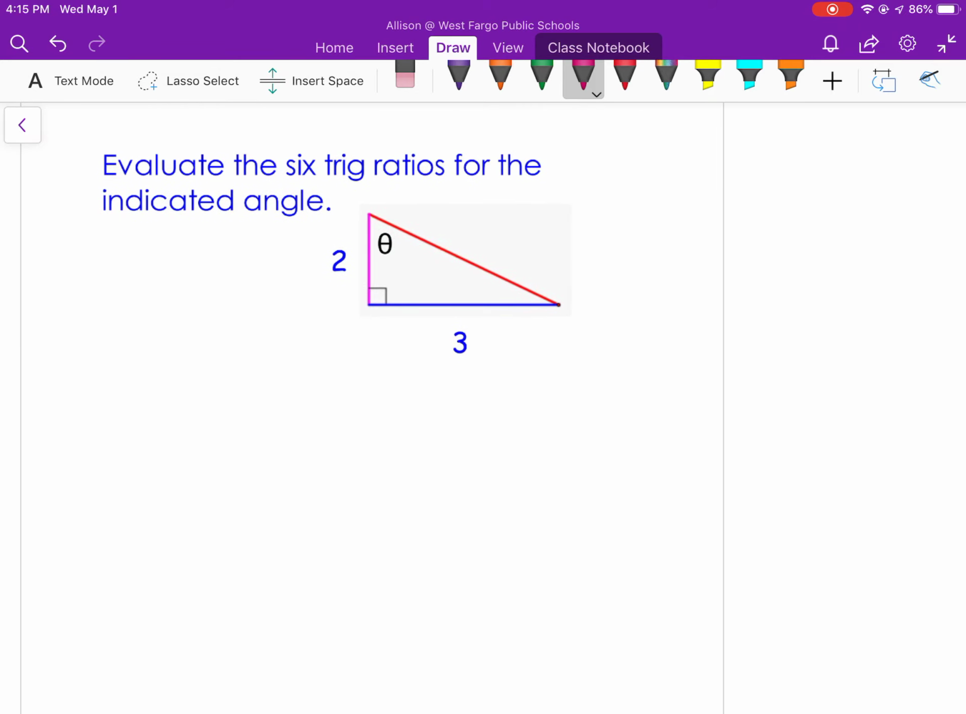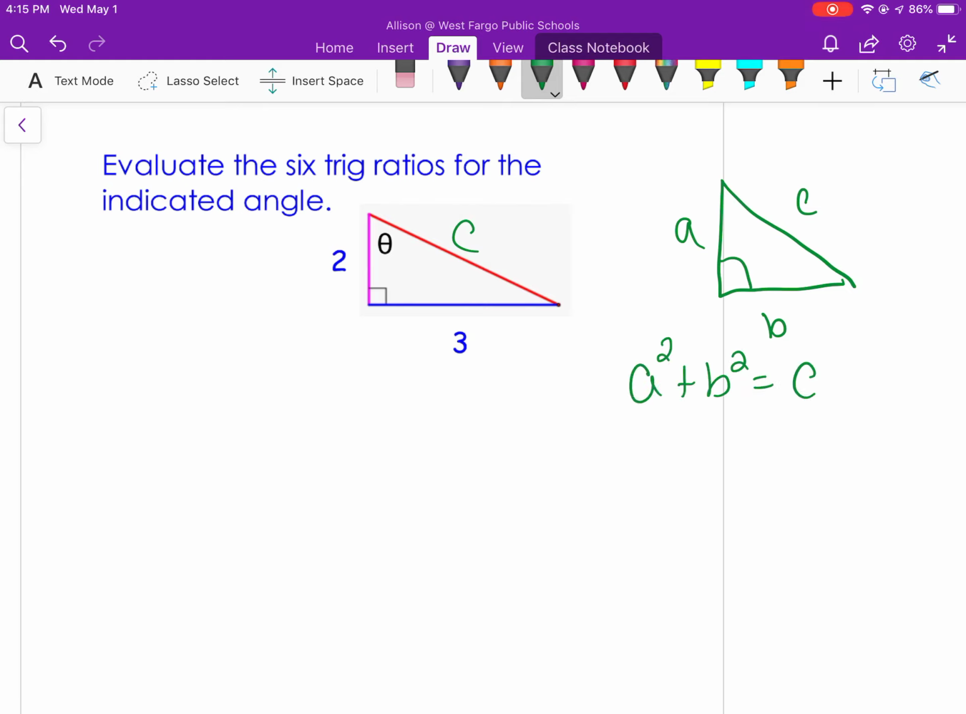This example is the same idea, except that I'm missing the hypotenuse. We'll call that C. So the Pythagorean Theorem says that if you have a right triangle, the sum of the squares of the legs equals the hypotenuse squared. So basically a squared plus b squared equals c squared.